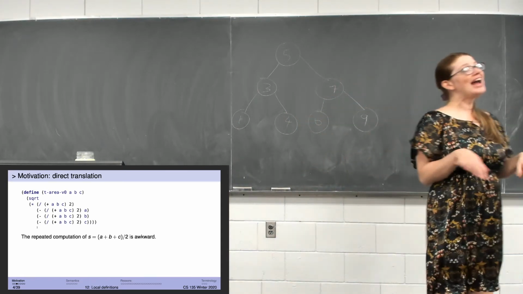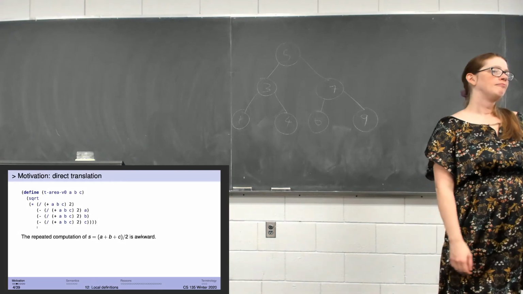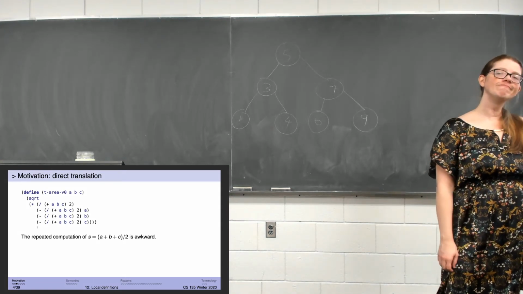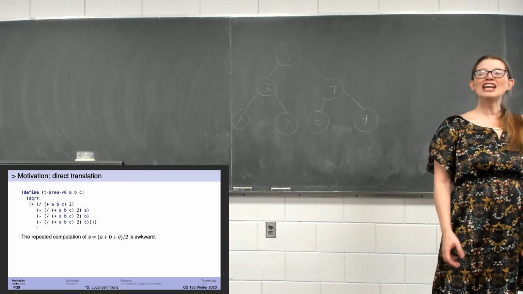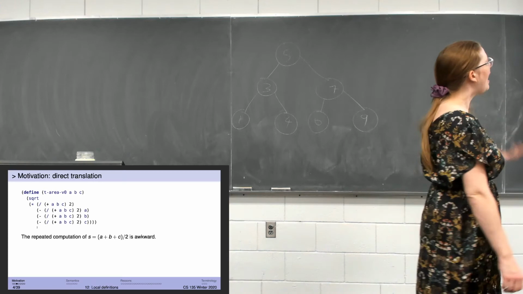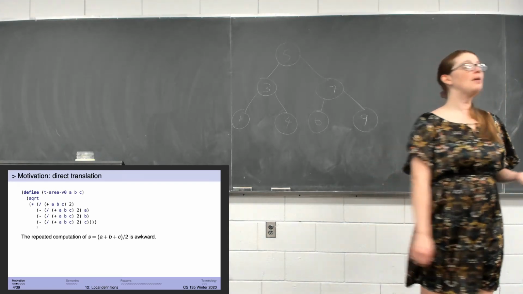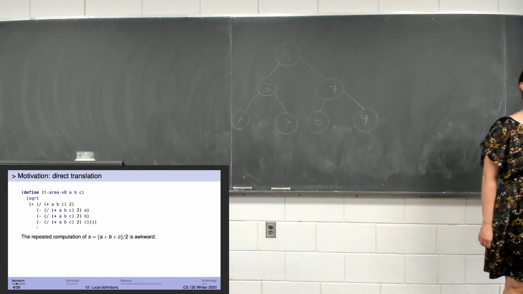And it works. And technically speaking, there's absolutely nothing wrong with this. It is a direct translation. I don't like it. I don't like it because S, which is equal to A plus B plus C over 2, we've repeated the calculation of that. There's 4 copies of it.